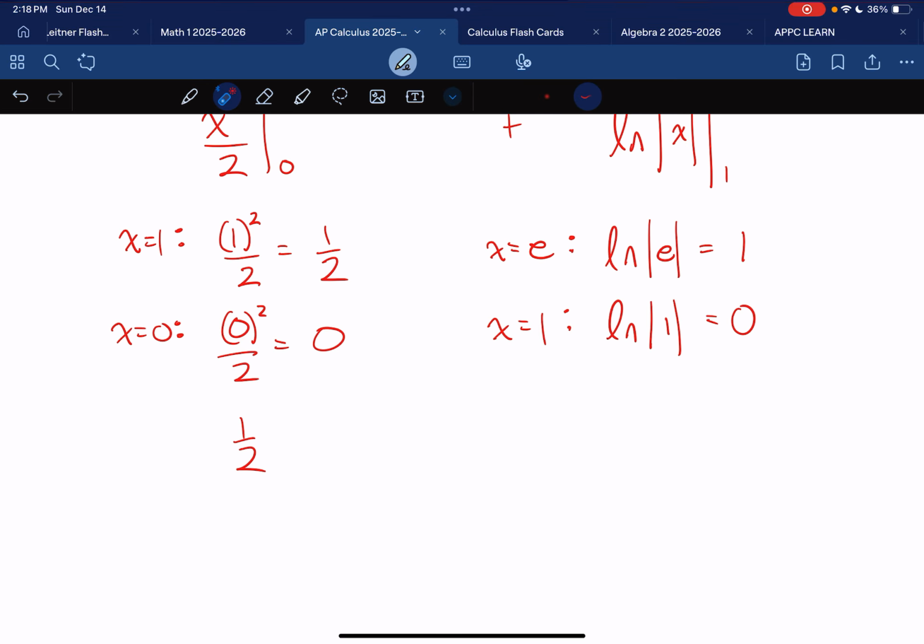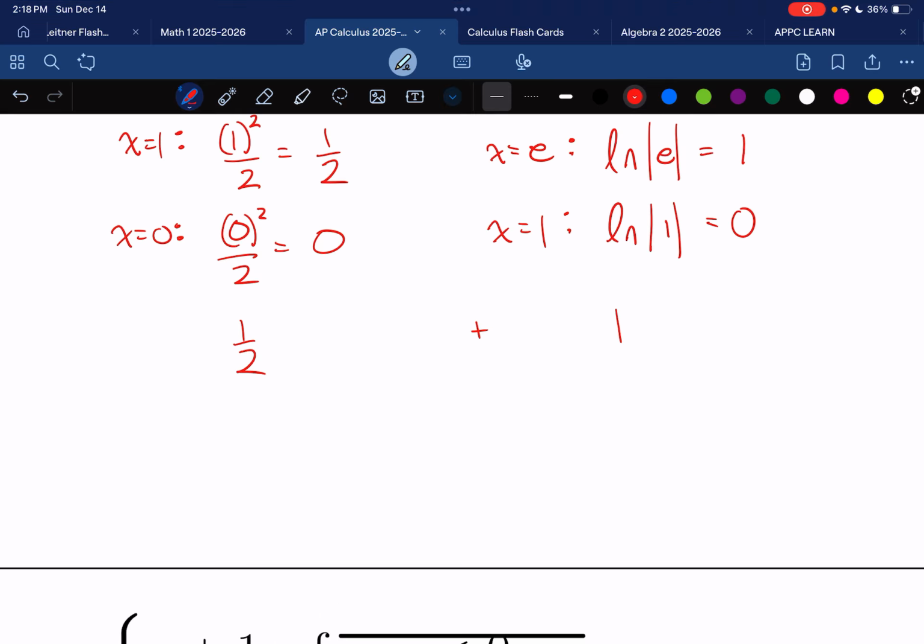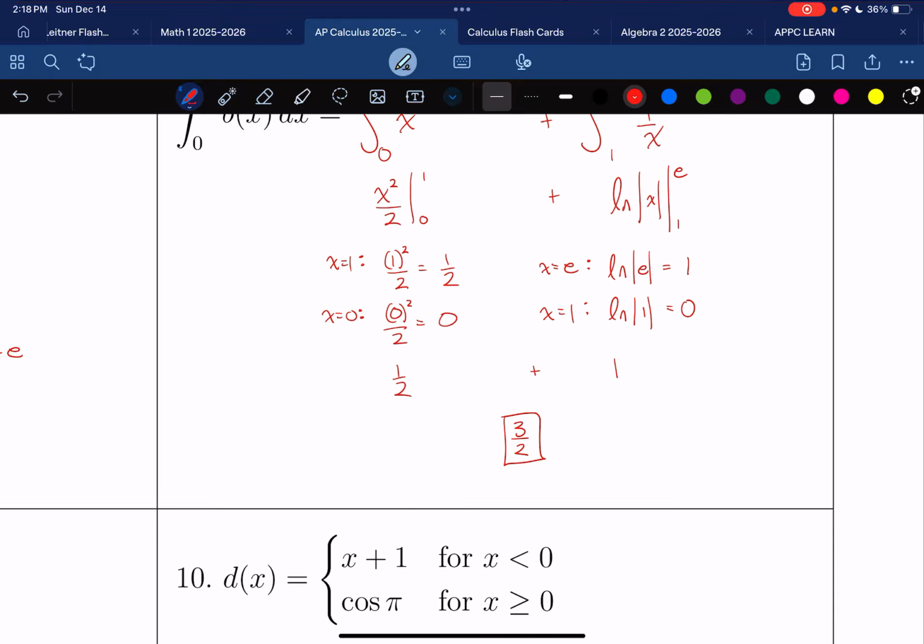Again, subtracting from the end, 1 minus 0 is 1, and I have the two pieces which I can now add together, and 1/2 plus 1 is 1.5, or you can say it's 3/2 for my final answer. I prefer improper fractions over decimals, so that's what I choose.